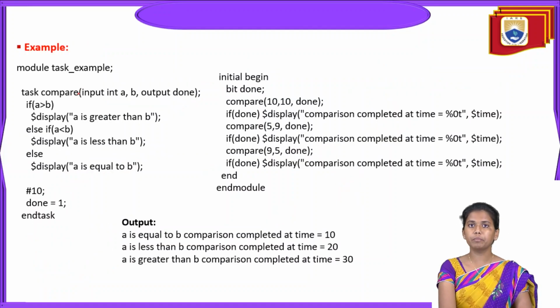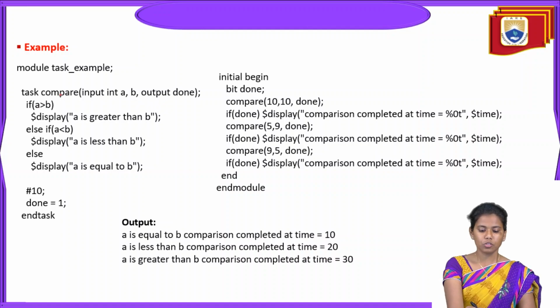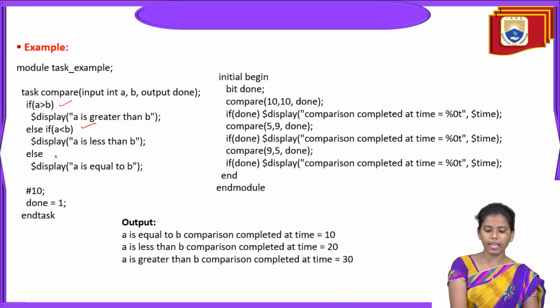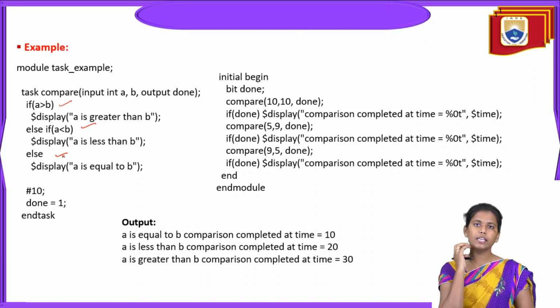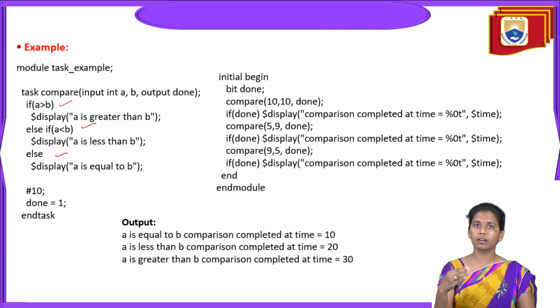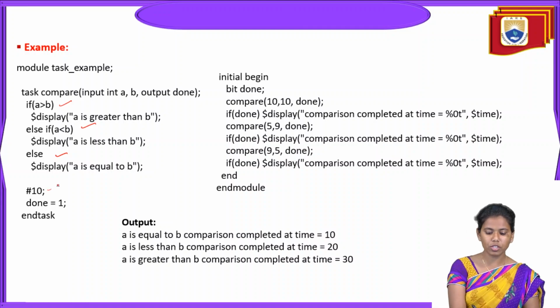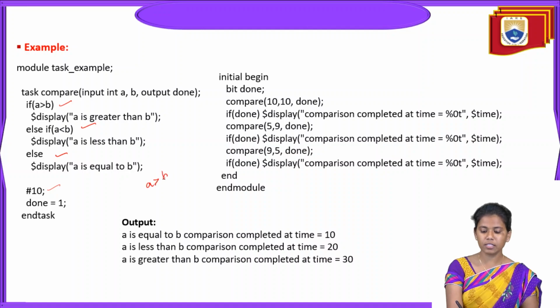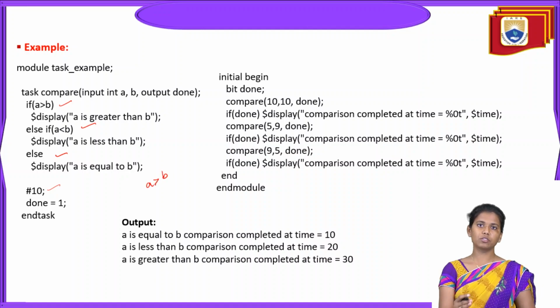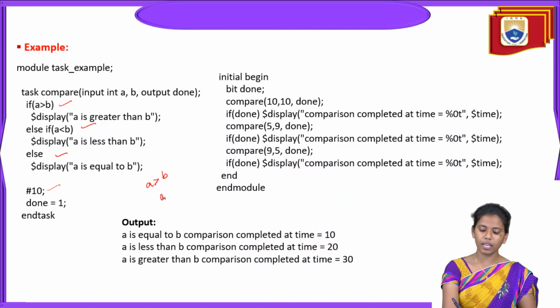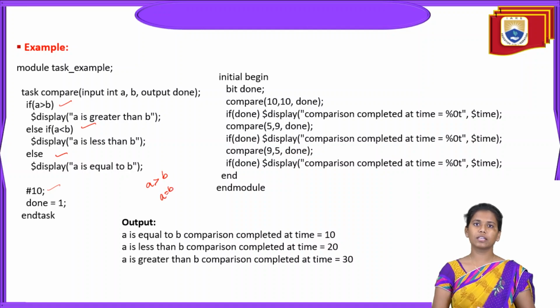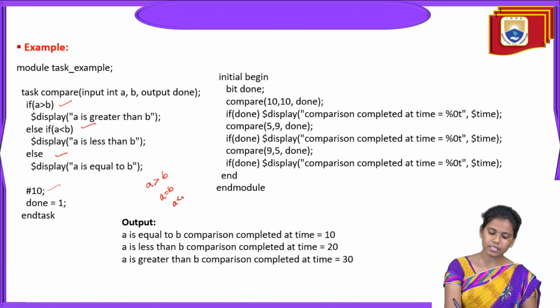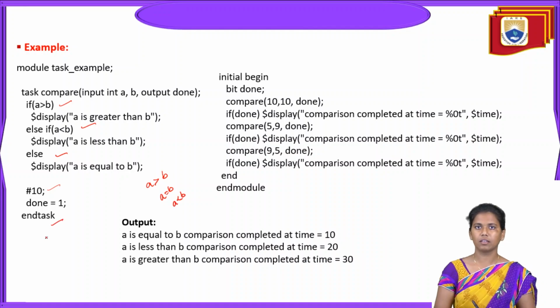So this is a small example based on the task. Module task example, and here we are comparing using the task, right? So input A and B and output done. Same: A greater than B, A less than B, and A equals to B. And now what we are doing is displaying some delays. So 10 nanoseconds of delay. That means at 10 nanoseconds of delay, I'm going to observe A is greater than B. After 10 nanoseconds of delay, I come to the confirmation that A is equal to B. And at 10 nanoseconds of delay, I come to the conclusion that A is less than B. And then finally, end task, right?